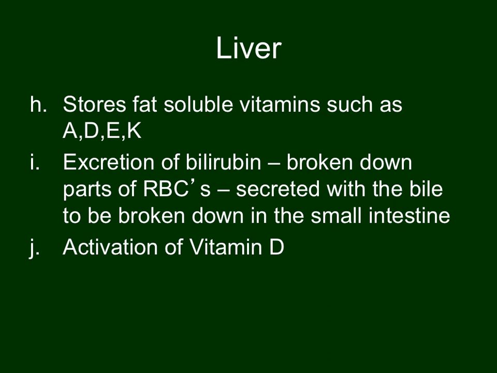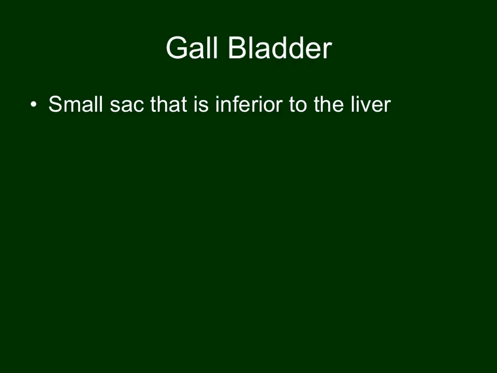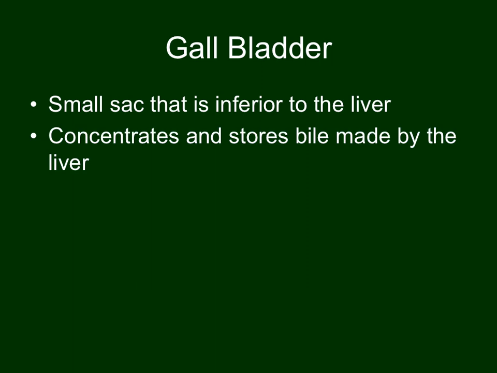Now, associated with the liver, and when we look at the pig, we'll actually see this, it's kind of on the underside of the liver, is a small sac called the gallbladder. So like I said, this is a small sac that is inferior to the liver. Sometimes it actually takes on kind of a greenish appearance because it concentrates and stores the bile, which is kind of that color that the liver makes.